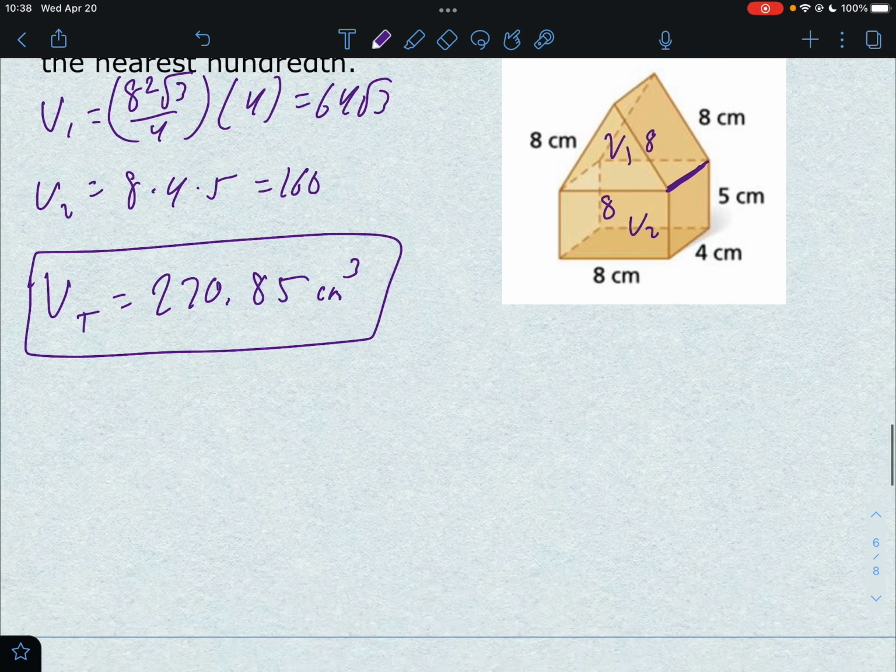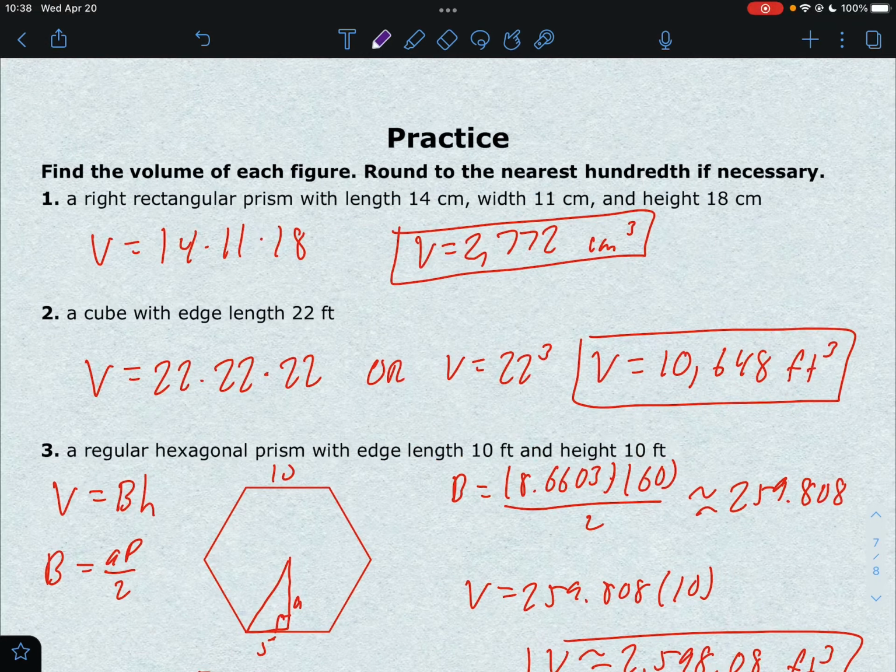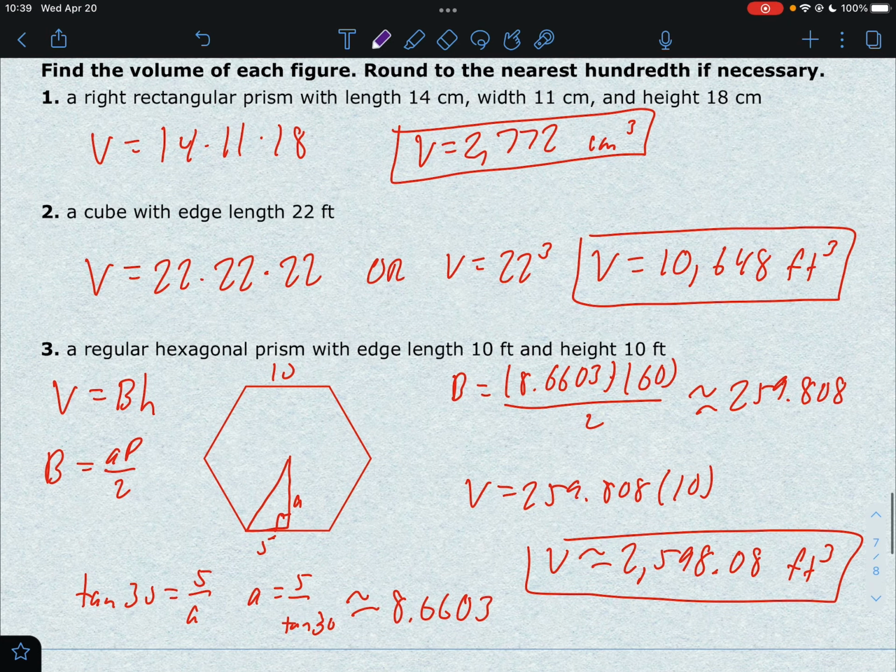All right, the last slide is 3 practice problems. So let's pause the video here. Come back when you are done to check your answers. And here are your answers to your 3 practice problems.